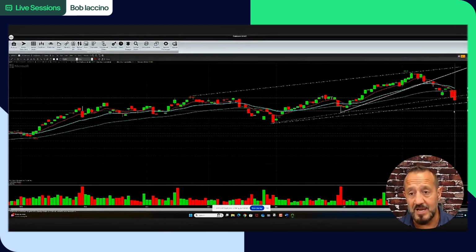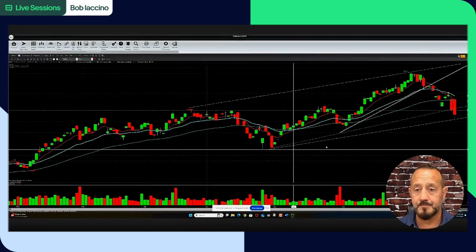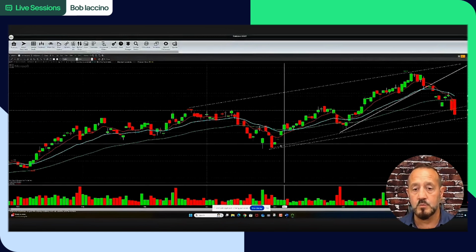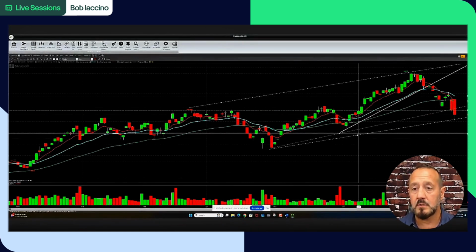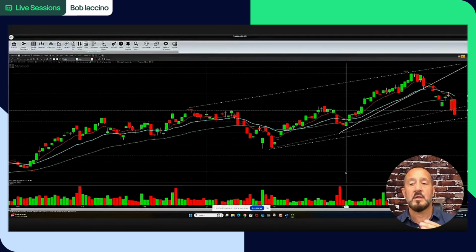Now, if we break this channel, well, now we're possibly in a trend change. So here's your channel, the white. Here's one wedge in the yellow, but then it got broken today. And then the sharper wedge is here. So what's happening with wedges is you're getting higher highs and higher lows, but it's compressing. Okay, it's getting into smaller and smaller ranges. And you're going to get a breakout in one direction or the other.